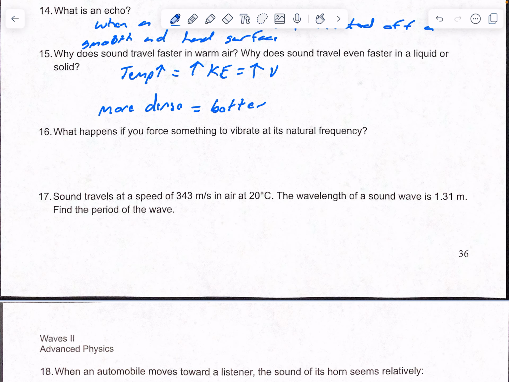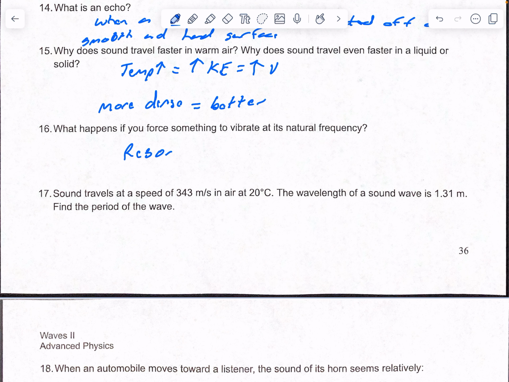Number 16, what happens if you force something to vibrate at its natural frequency? We talked about that already. That's when resonance will occur.